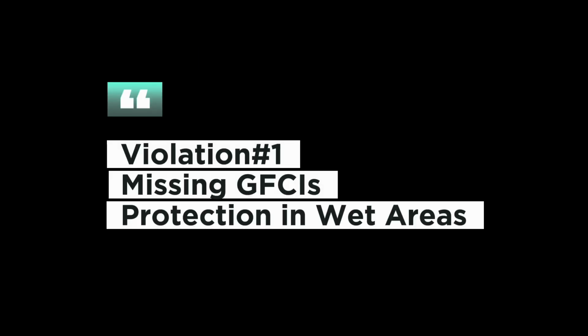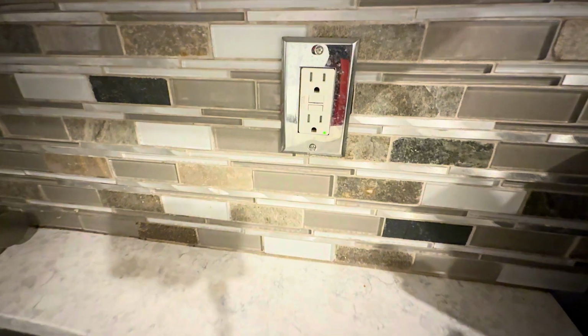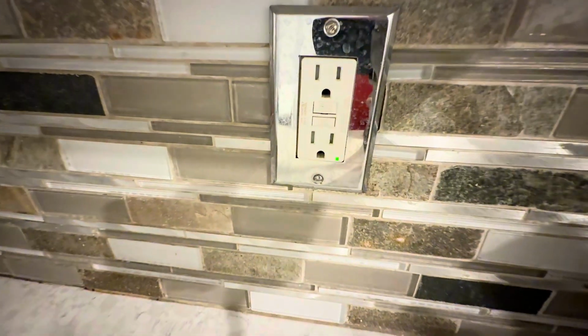Violation number 1 that I see very often is missing GFCI in wet areas. GFCI stands for ground fault circuit interrupter. It is used to protect people against leakage current. So when the current takes an unintended path in the circuit, a ground fault, the GFCI will trip and protect that circuit. More often you will see it installed in the kitchen, in a bathroom, near a spa, or near any wet location or a location where there is a lot of moisture.